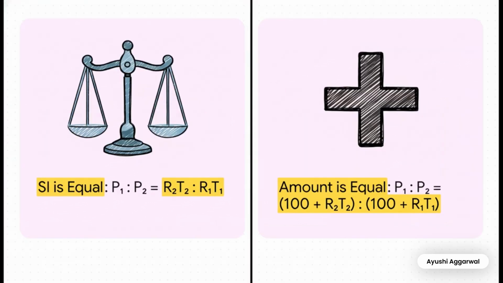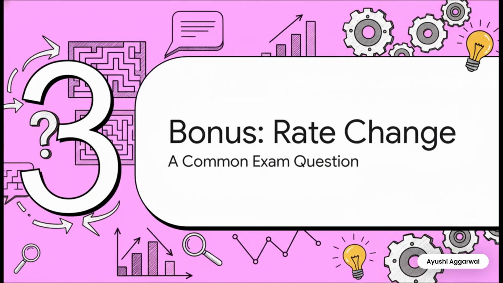So simple. Let's put these two side by side because this is critical. This is where people get confused under pressure. When SI is equal, it's just R2T2 is to R1T1. When amount is equal, you just add 100 to both sides. That's the only difference. Burn this distinction into your brain. All right, you're doing great.